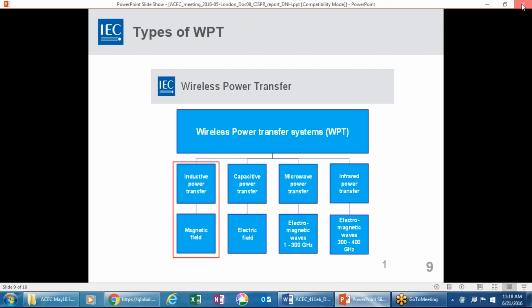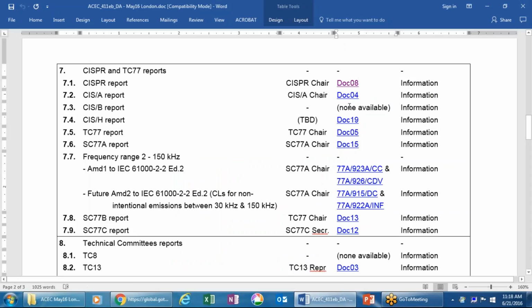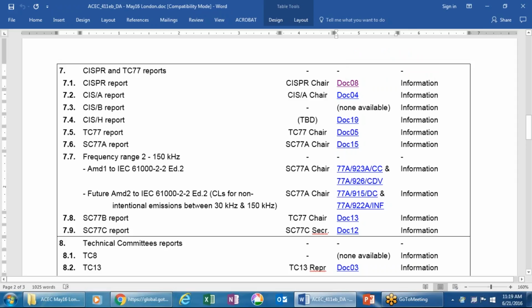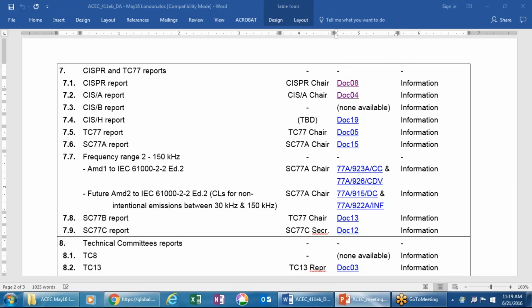Okay, I think I'll close that one and just continue on as we go through the morning. This one is Subcommittee A, which is the basic standards for measurement instrumentation and measurement methods. Let's bring this up here.